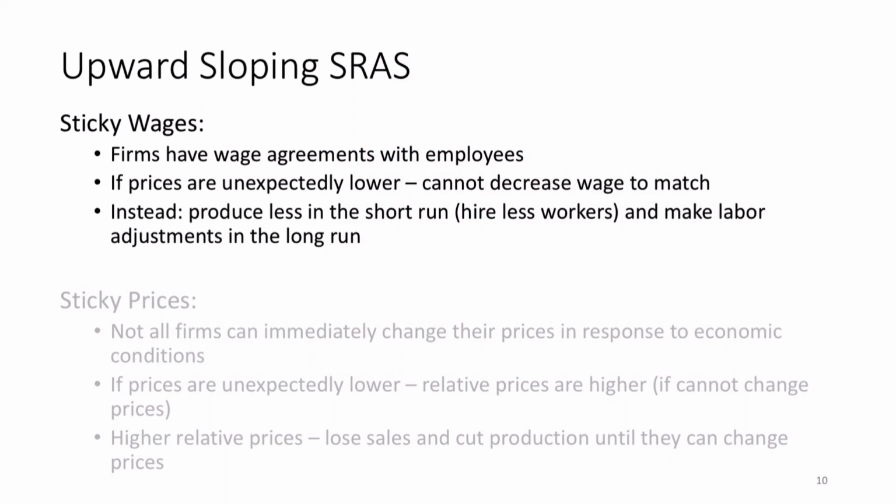So in other words, our firms are setting wages based on their expectations of what's going to be happening in the near future, specifically what their expected price level is going to be. Now, when there's a difference between the expected price level and the actual price level, firms can't adjust their wages automatically to reflect that difference.